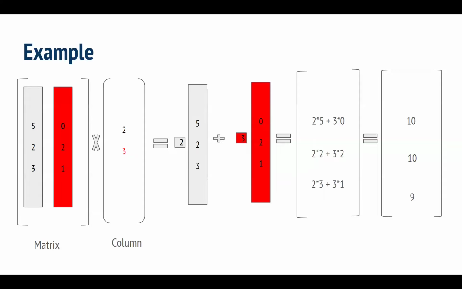If you were to take out one thing from these three slides, it is that when you multiply a matrix by a column, the column dictates a linear combination of the columns of the matrix. That's it.